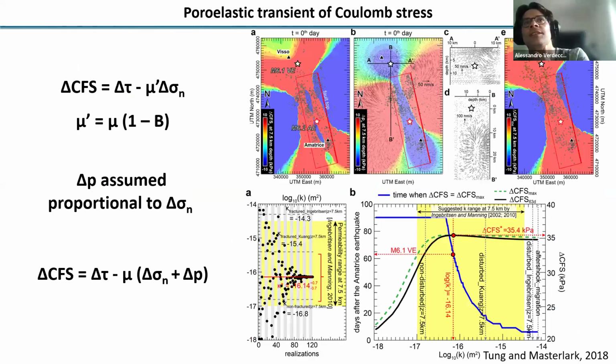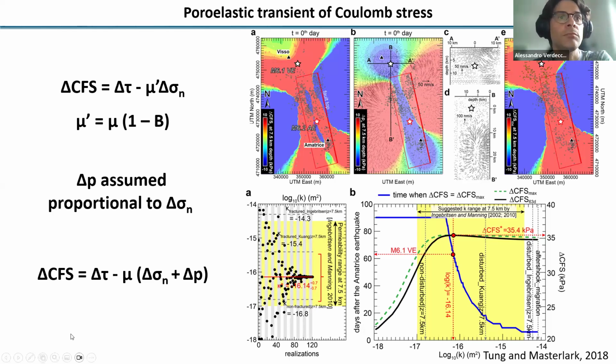In terms of poroelastic transient of Coulomb stress, if you remember in the Coulomb stress change equation, there is this value, which is the friction coefficient, or effective friction coefficient, which in the coseismic stress calculation is defined by the normal friction coefficient multiplied by 1 minus B, which is the Skempton coefficient, which is assumed to be a constant value in this case.